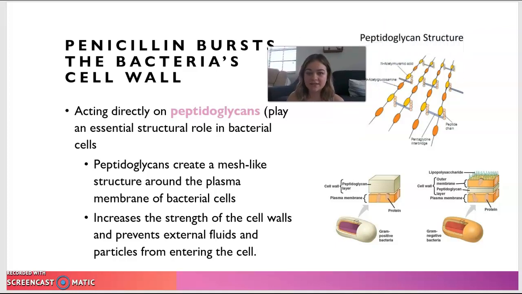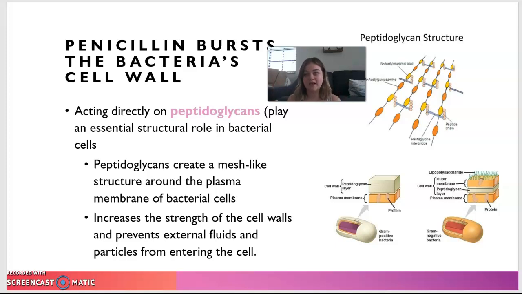All right, so what's going to happen is penicillin works to burst the bacteria cell wall. And when it bursts that bacteria cell wall, water goes rushing in and the bacteria cell just bursts. So how does this exactly happen? It's directly acting against peptidoglycans. So those play an essential role in the bacterial cell structure.